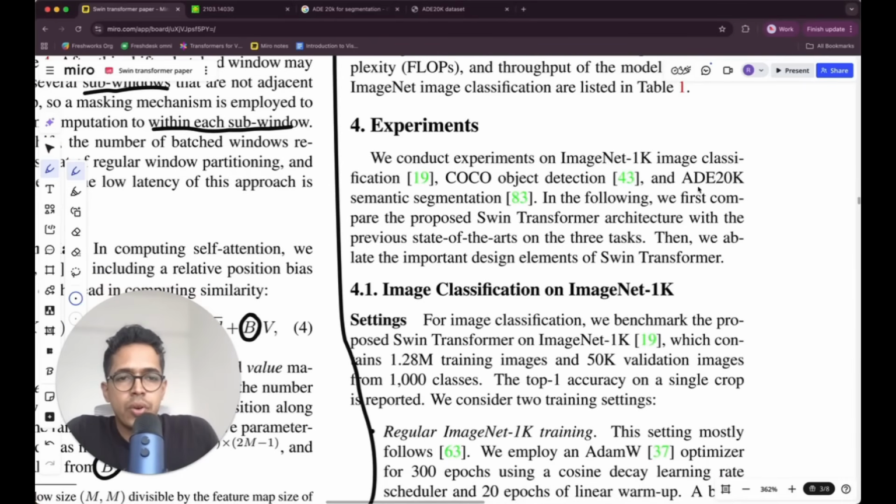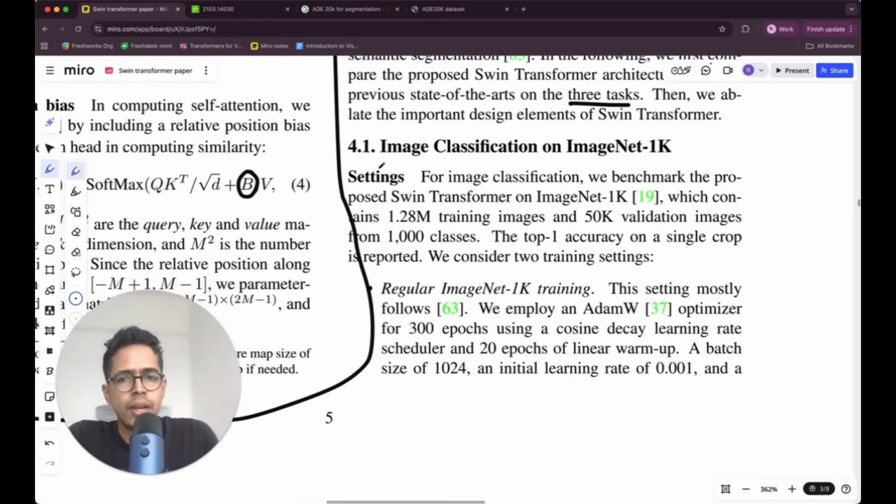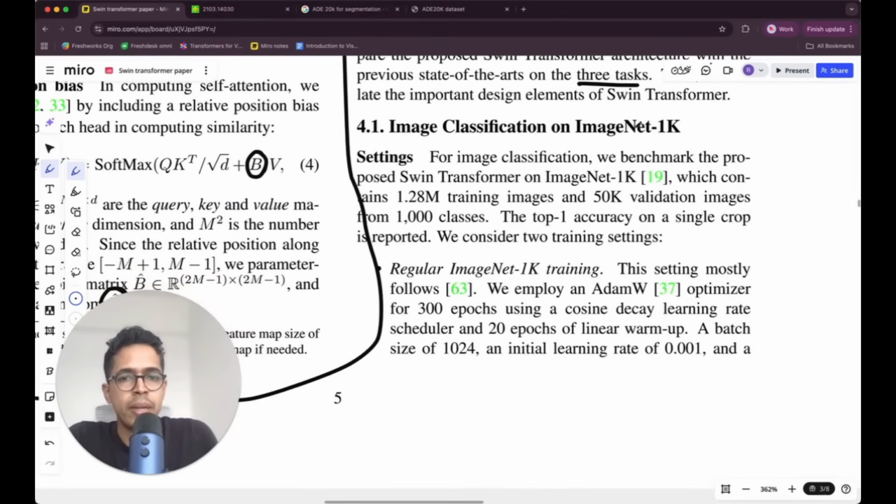So that is used for semantic segmentation. In the following, we first compare the proposed Swin Transformer architecture with the previous state of the art for the three tasks, meaning classification, detection, and segmentation. Then we ablate the important design elements of Swin Transformer. Okay, now the first task is image classification on ImageNet 1K.